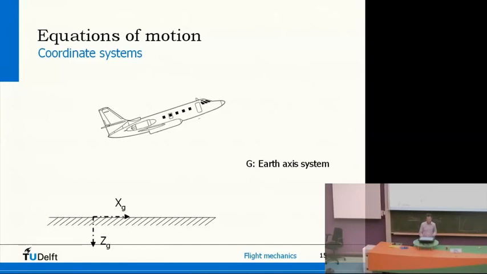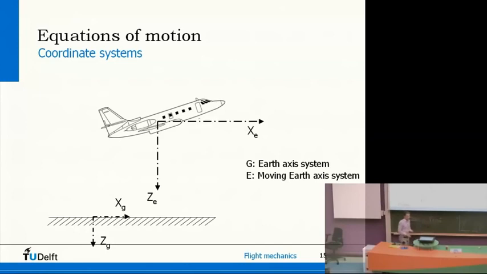Now, of course, the plane is moving around. So you could also say, I take this axis system, this Earth axis system, I take the same orientation as the one fixed to the Earth, but now I fix it to the plane. So this is what we call a moving Earth axis system. So it's the same axis system, same orientation, it's just traveling along with the plane. And that's quite convenient.